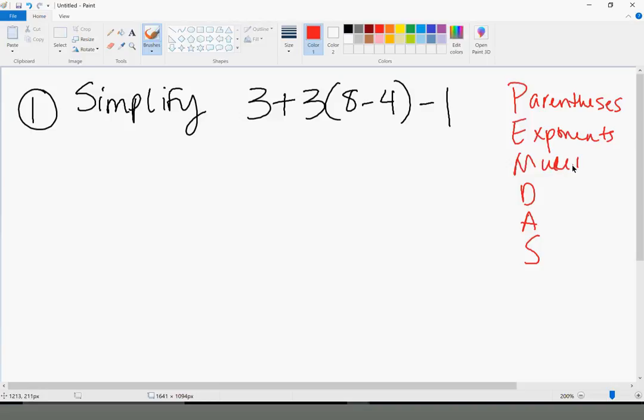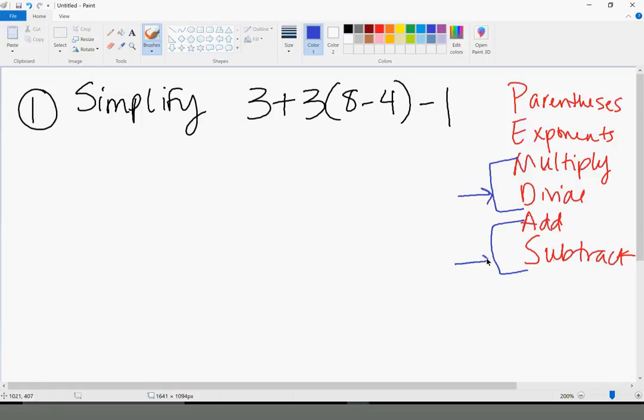M and D is for multiplication and division, which you solve first, and then A and S represent addition and subtraction. So this tells you the order that you do your steps in. Now keep in mind that multiplication and division and addition and subtraction have equal weight. It depends on which you see first from left to right. Okay? So let's get started.